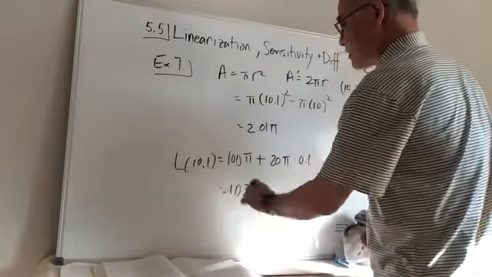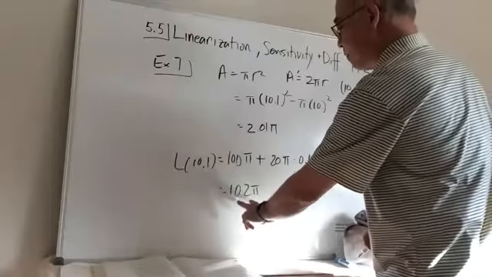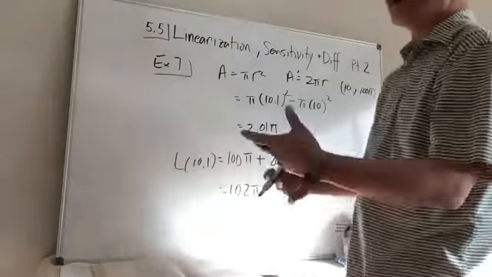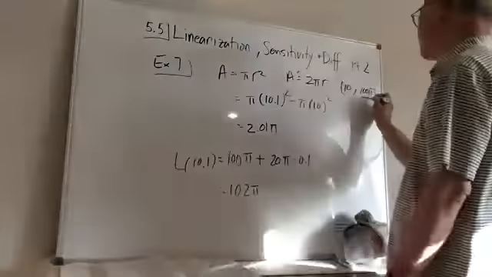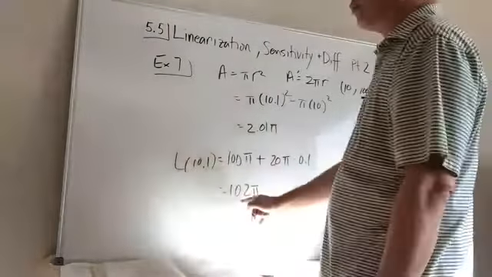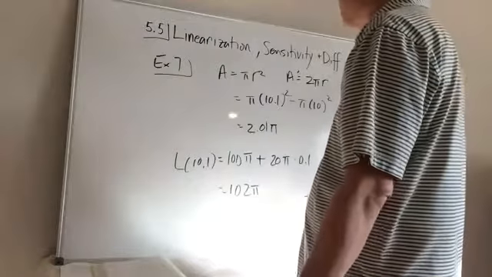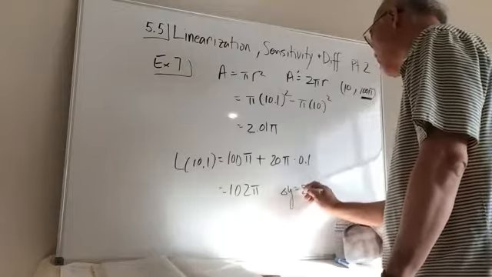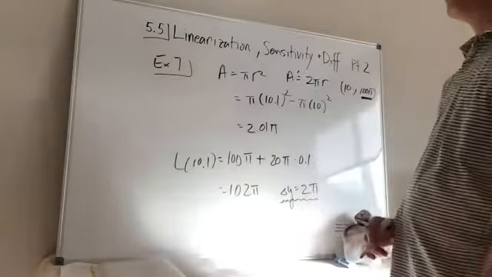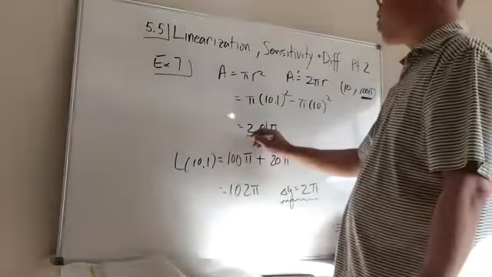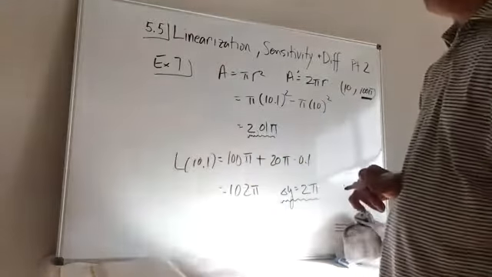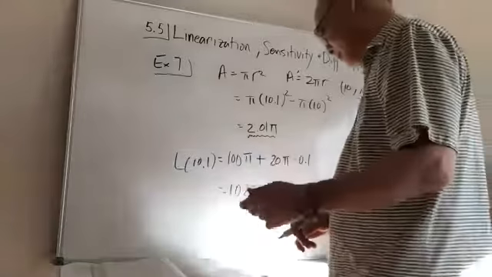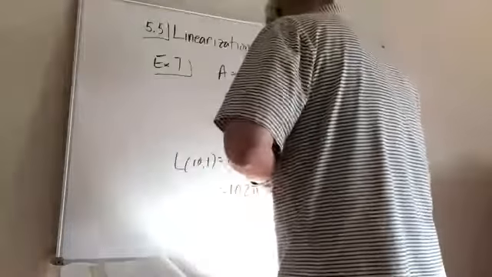If I find the change using the approximation, I get 102 pi minus 100 pi, because 100 pi is what I started with. So 102 pi minus 100 pi is 2 pi. When I use the approximation, I find that delta y is equal to 2 pi, whereas the true value is 2.01 pi. Again, you can see that this is very, very close. So let's go ahead and look at the next one.